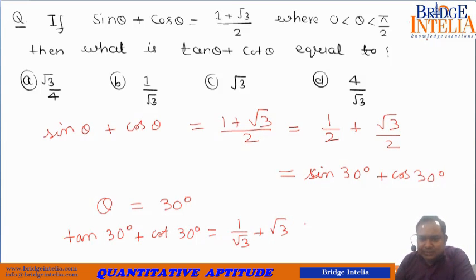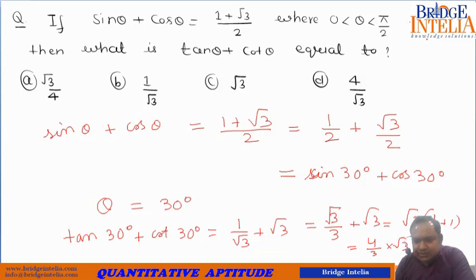If you solve this properly, 1 by root 3 plus root 3: if you multiply both numerator and denominator by root 3, the denominator becomes 3 and the numerator becomes root 3 plus root 3. Now if you take root 3 as common, this comes out to be root 3 by 3 into 1 plus 3, which is 4 by 3 into root 3. Ultimately this comes out to be 4 upon root 3. So 4 upon root 3 is the correct answer.